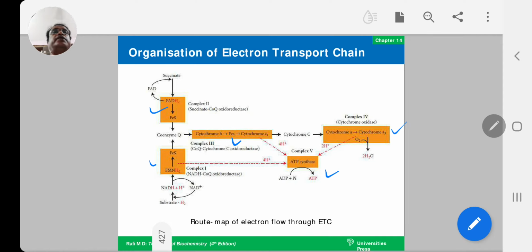Apart from these, there are certain mobile electron carriers in the electron transport chain which diffuse freely in the inner mitochondrial membrane. These include coenzyme Q, cytochrome C. Some even consider NADH and oxygen to be mobile carriers.